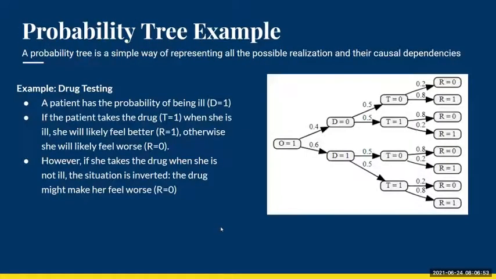So we thought we'd just give an example of a probability tree and of a way of representing all of the possible realizations or possible outcomes of an event. And here we're taking a sample size of patients, and the probability of being ill would be D equals 1. And if a patient takes a drug when she is ill, so if she receives a treatment or not, T1 would be receiving the treatment, and whether or not she recovers, does she feel worse or better? And so it maps out the relationship across each of these events.